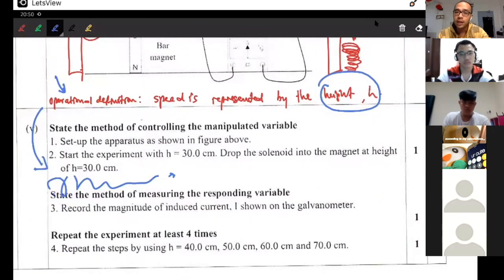Then suddenly in the experiment, you say measure the height. It becomes very strange, like, hello, from the start you said speed, and then the last thing you say is, measure the height. Then you don't tell us why we must measure the height. I thought we were supposed to measure the speed. That's why the operational definition must be there, so that when people read, they know that in your head, the speed is represented by the height.